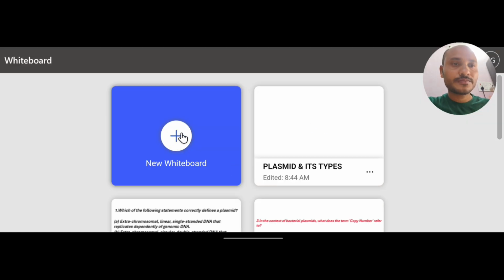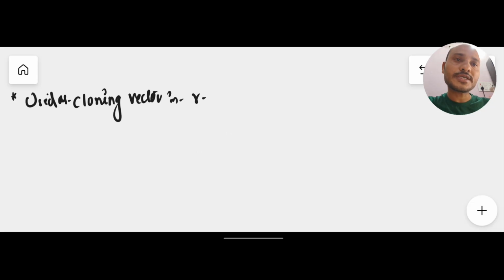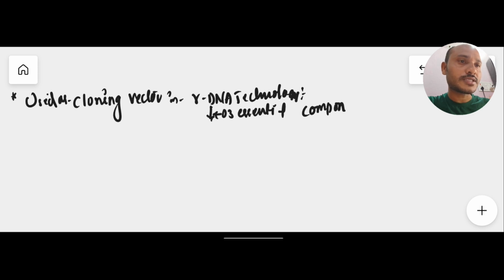Use of plasmids. Generally, plasmids are used as a cloning vector in rDNA technology, recombinant DNA technology. Why is the plasmid used as a cloning vector in rDNA technology? Because it has three essential components. Hence, this plasmid is used as a cloning vector.